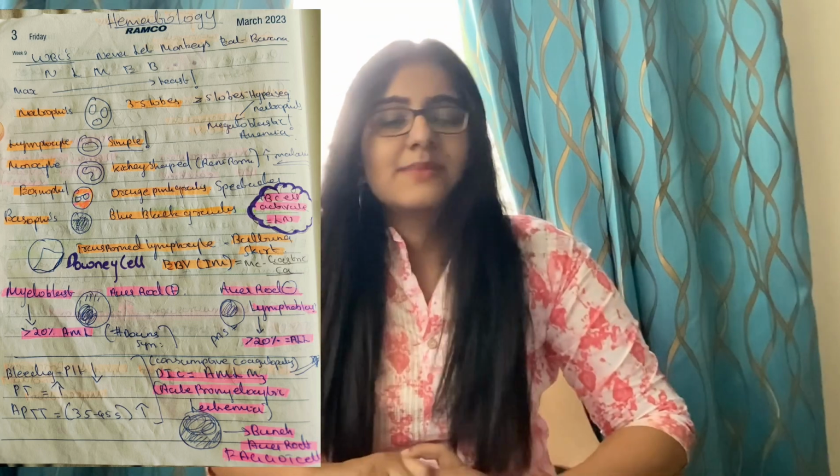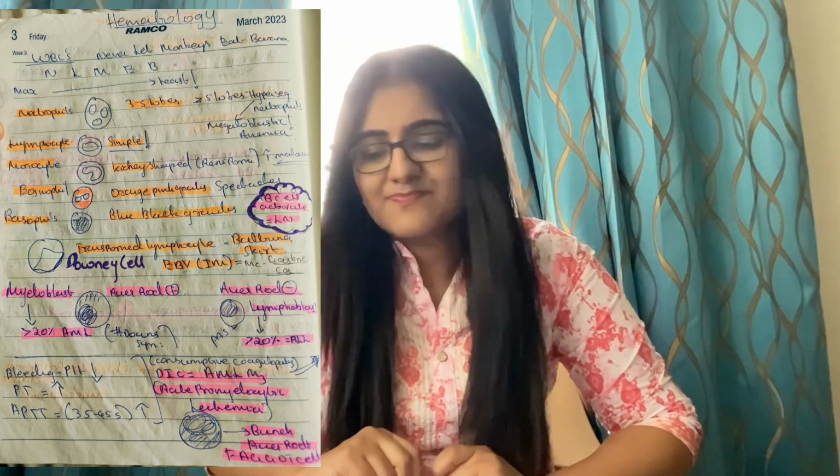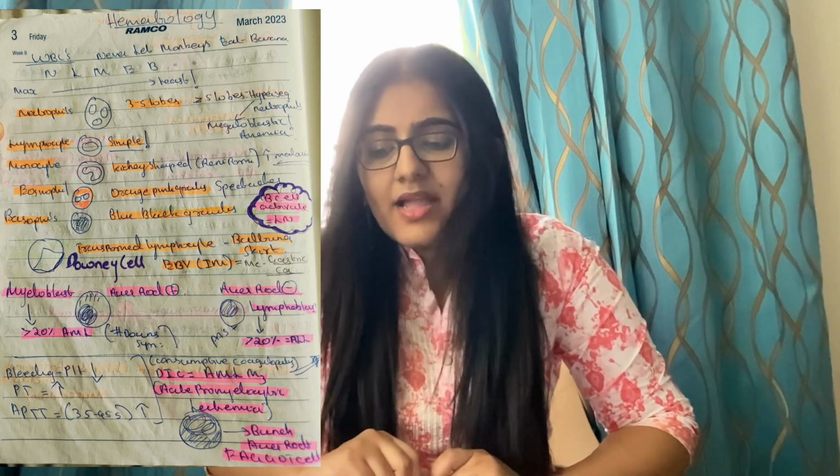Where will we find that? In Epstein-Barr virus, right? So in Epstein-Barr virus we will find that, and it's also common in gastric carcinoma, right? And we also call it Downey cells. Okay, Downey cells. And now we will come to the myeloblast and lymphoblast.